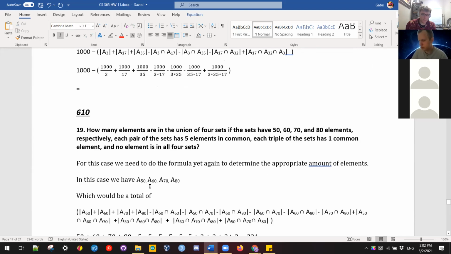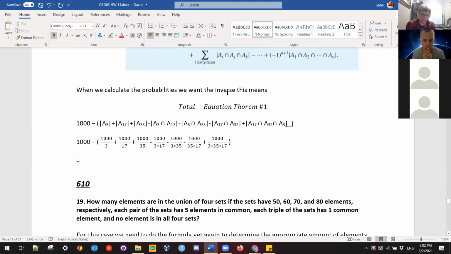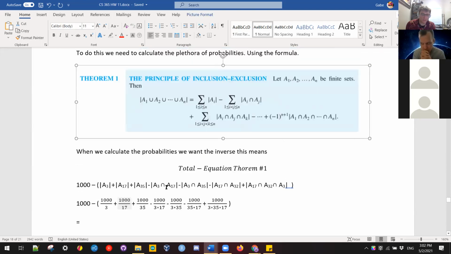And then working backwards here: find the number of positive integers not exceeding 1,000 that are not divisible by these. If we want to consider that, we can just take the total and subtract the ones that are divisible, and then we'll get what we're looking for. And so that's this equation. This is exactly what we were doing on the final PDF, where we could either list every single number that's divisible by 3 or 17, which you would not want to do here. But you would want to consider all of these different permutations of the probability.